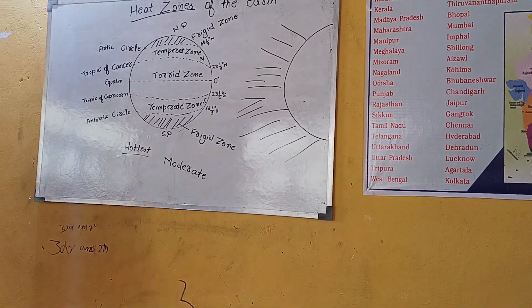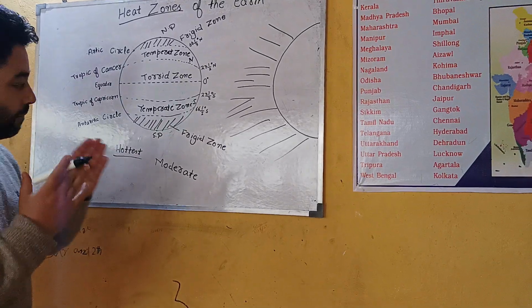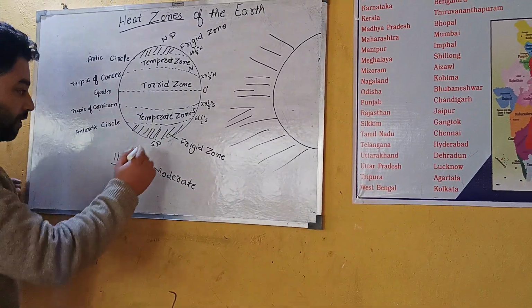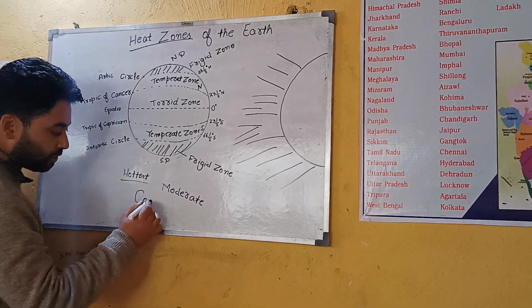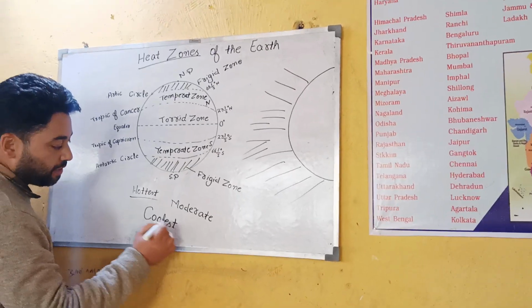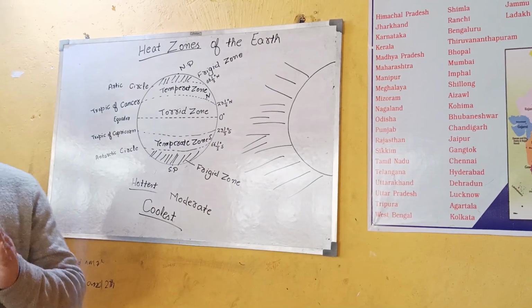It received less heat, so its temperature will be the coolest. That means we have divided the Earth into 3 heat zones.